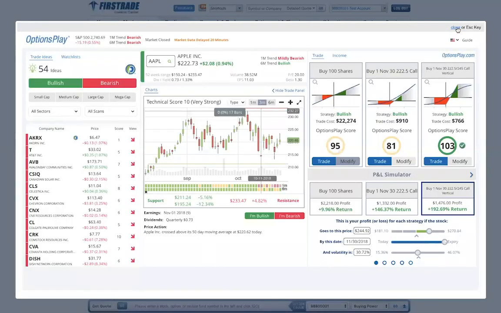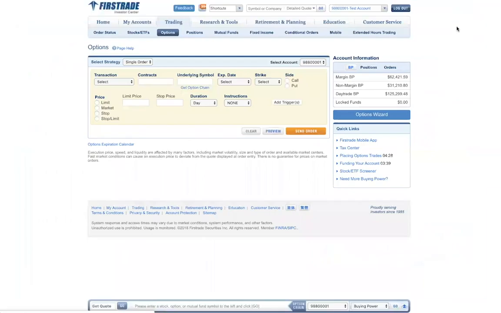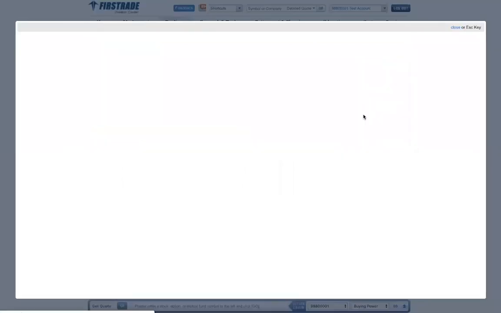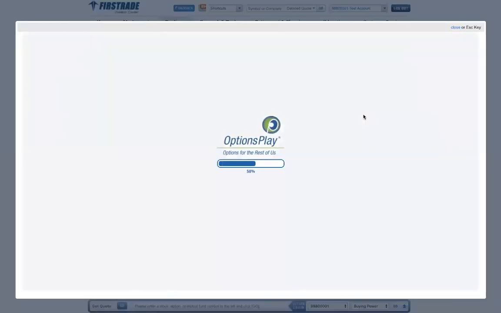So first, before I launch into anything, I just want to show everyone, for those of you that are brand new to options play or brand new to Firstrade, you can find the options play tool under your options trading tab. Once you're at the options trading tab, all you have to do is hit the options wizard, and that brings together the options play tool.